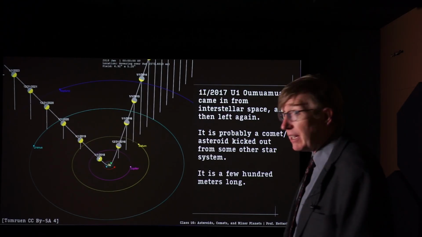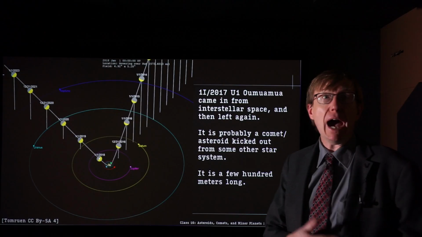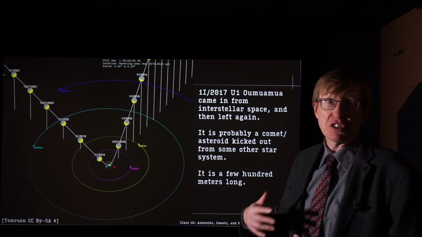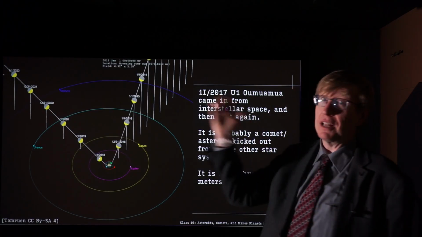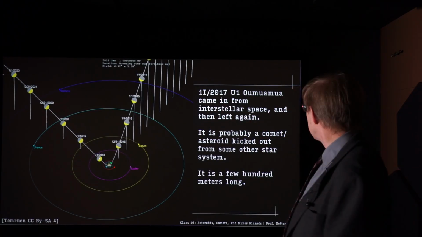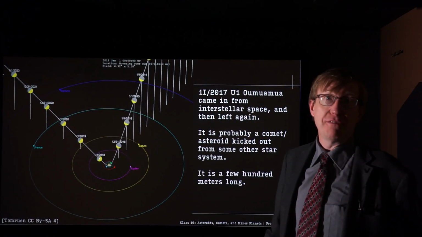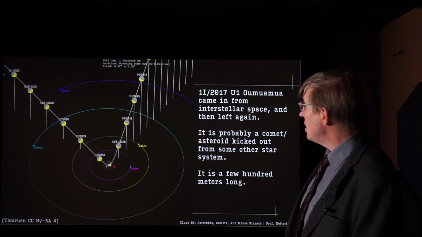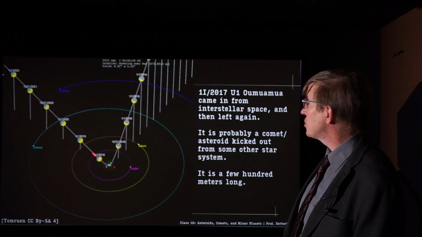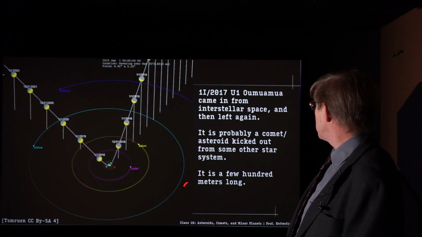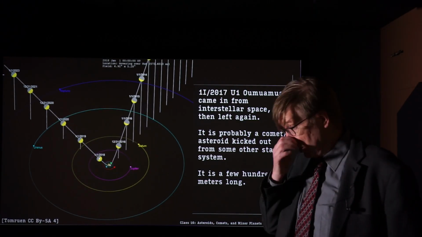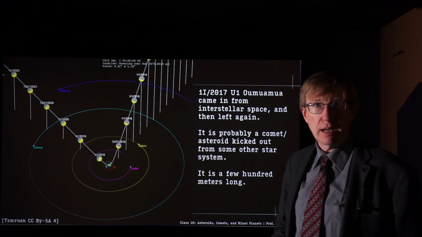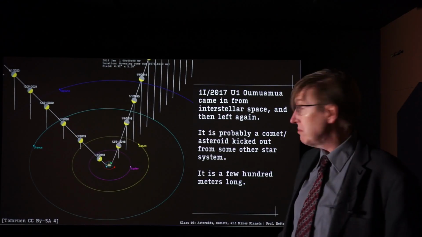It's probably a comet or an asteroid kicked out from some other solar system. Like something got kicked out and it didn't end up in that solar system's Oort cloud. It got sent out into interstellar space and has traveled now for a very long time before skirting through our solar system, nearly getting close to our sun and then shooting back out again. This object is a few hundred meters long. It's similar to the size of Bennu, right? A few hundred meters.